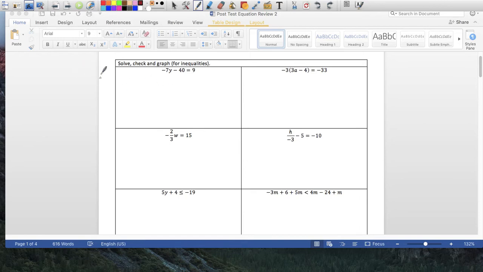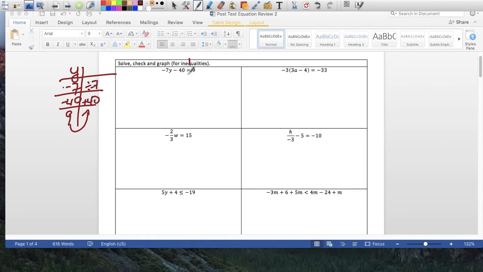So you can make your story here if you like. And again, if you're really comfortable, you don't have to. So we have a variable y, which is being multiplied by -7, subtract 40. That gives us 9. Plus 40 divided by -7. That should give us our answer.